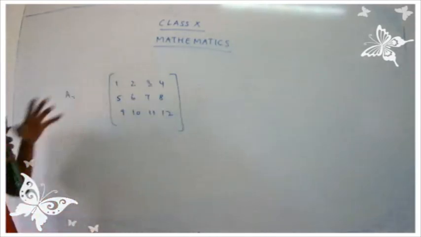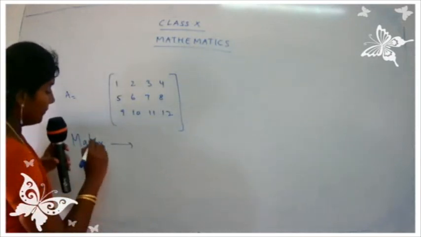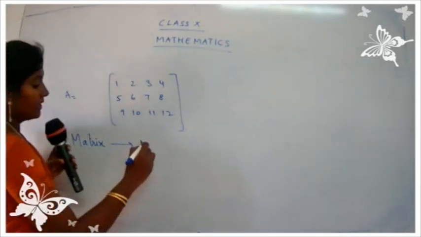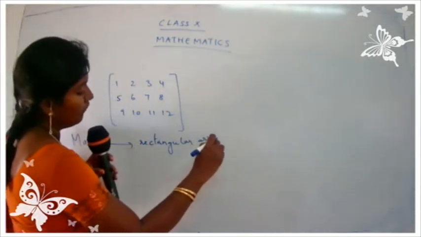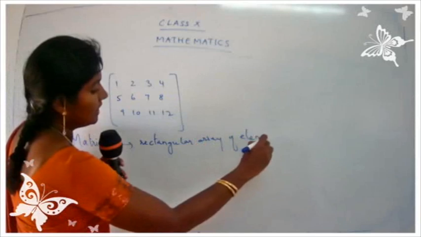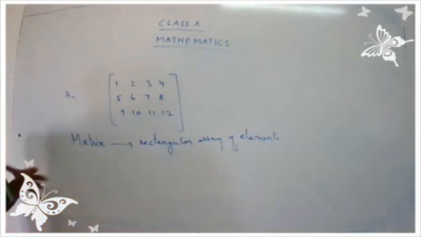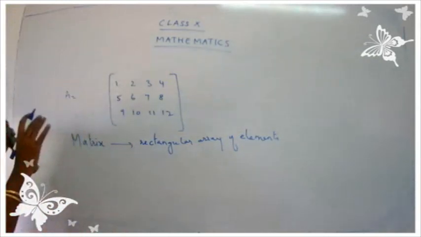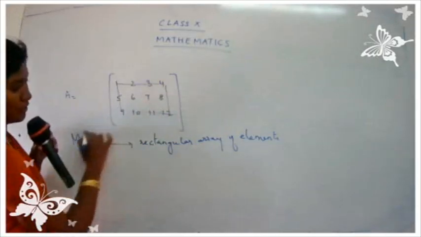So now, what is the meaning of matrix first of all? Matrix is a rectangular array of elements. What is the definition for matrix children? It is a rectangular array. Rectangular array means what? Arrangement. It can be like when you just see the arrangement of elements, it looks like a rectangle. You can form a rectangle over here.